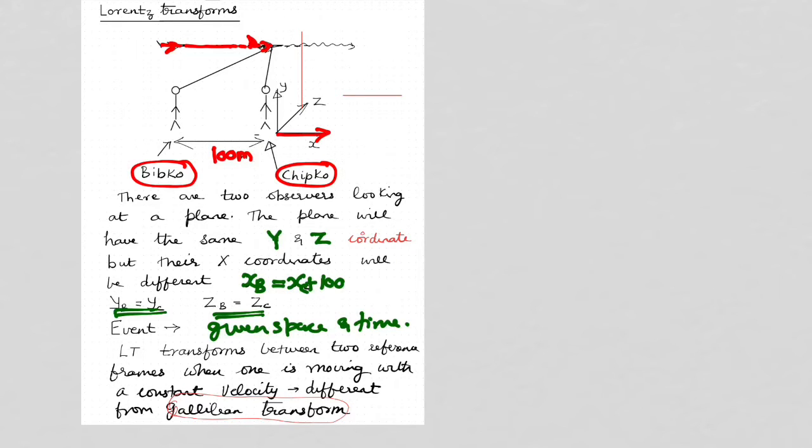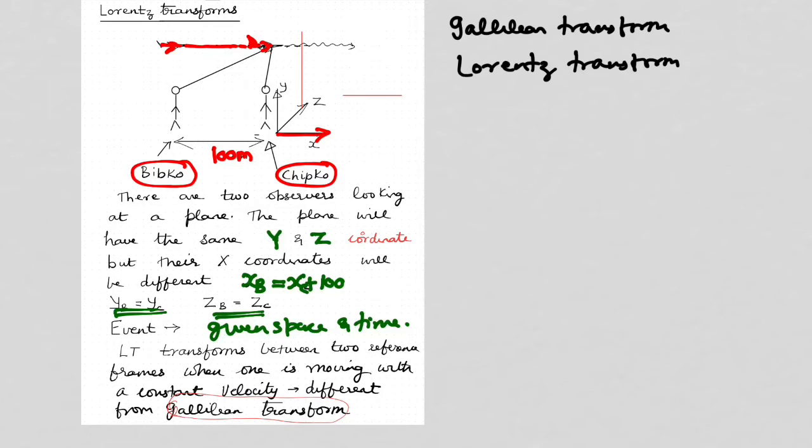There are two main transforms, I would call it. One is called the Galilean transform, and the other is the Lorentz transform. So what is the main difference between the two? The Galilean transform actually is valid only for all velocities much less than c, while the Lorentz transform is valid for any speed.